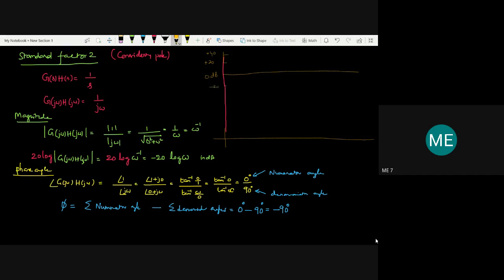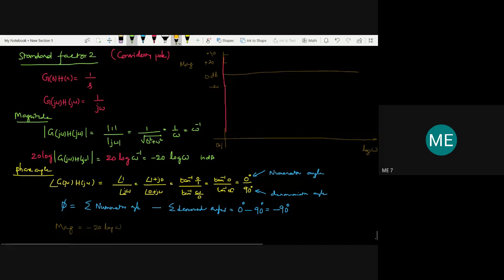So here, the x-axis is log ω and the y-axis is magnitude. So this is 0.1. It's not from 0, because log 0 is infinity. That's why we are taking from ω equal to 0.1. So now, take this magnitude equal to minus 20 log ω.